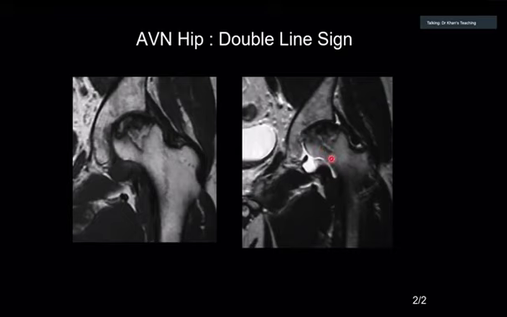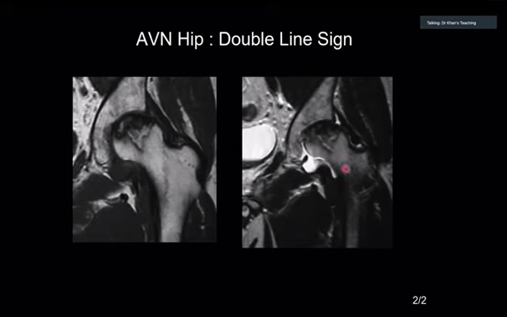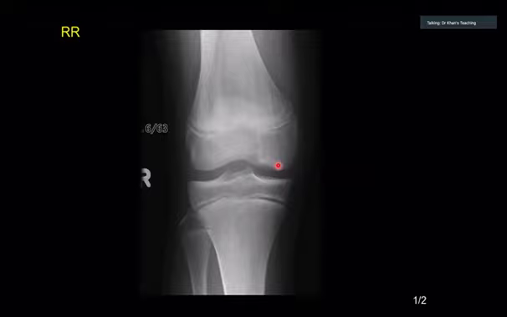These words should be spoken. Double line sign is a sign where you get a low signal here, and next to the low signal is the high signal. The concept is that the low signal is the signal between normal and abnormal bone, while the high signal, which is deeper to that, is granulation tissue. And this is a T2 weighted sequence which has got effusion also. So this is avascular necrosis.